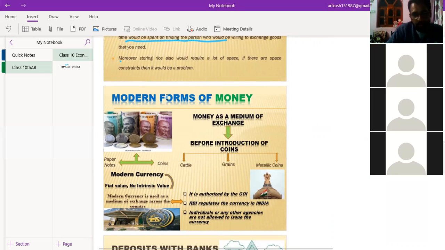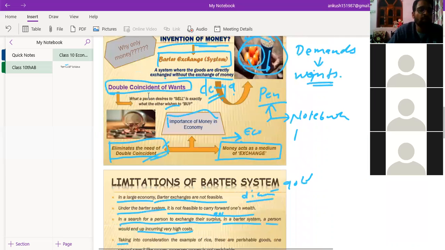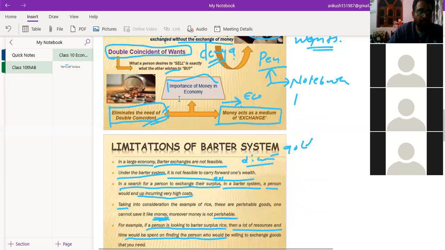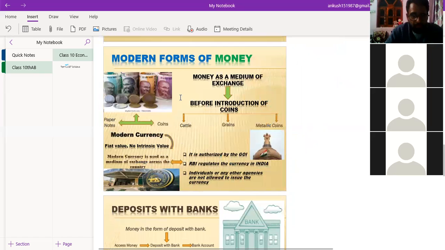As before, some time ago we have seen what the problem was with the barter system and how money has eliminated the need of double coincidence. Now let us understand the modern forms of money. We have already learned that money is used as a medium of exchange. Money was invented maybe 1,000 years back. But what about before that? There was nothing.